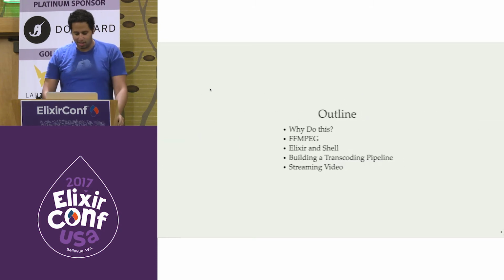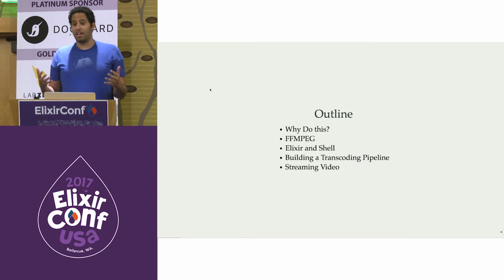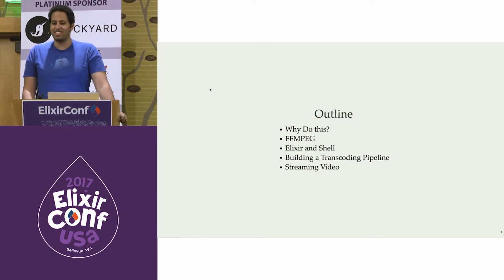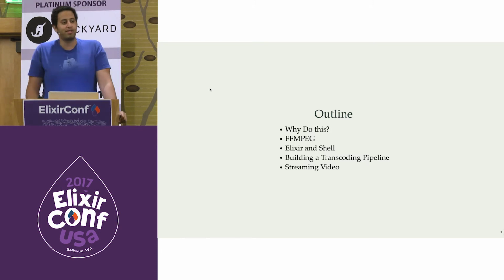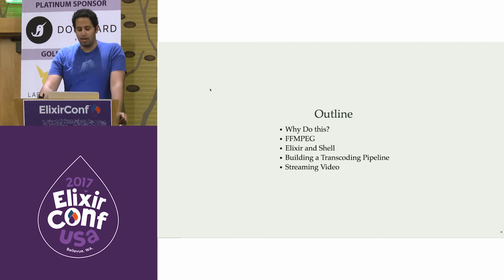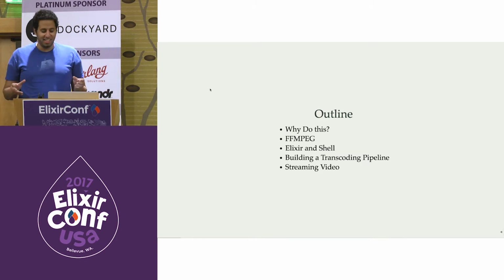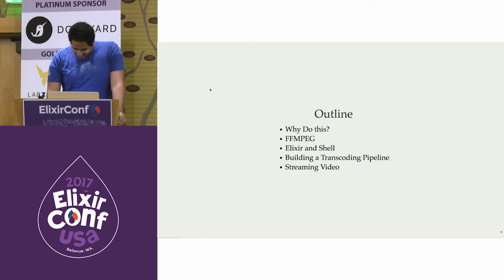So let's talk a little bit about the outline of my talk. I'm going to ask, why are we going to do this? Why are we going to build an interactive video streaming thing in Elixir? And I'm going to talk about Ffmpeg, because if you're going to do that, you probably want to use Ffmpeg. I'll also talk about Elixir and Shell. Then we'll go into building a transcoding pipeline, and eventually streaming a video. We'll see how that one goes.